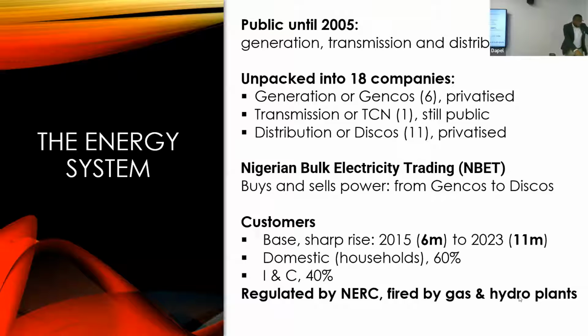Then the customer base: there are roughly 40 million households in Nigeria, and in the UK, roughly 22 million households, but the household sizes are different, right? In the UK, the average household size is 2 point something. In Nigeria, it is 7 point something. So it makes sense. Over 70 million. The customer base has risen. We've put many people on the net to be able to have access to the grid. And domestic households are the major consumers. For industrial and commercial, roughly 40%. And the industry is regulated by the Nigerian Electricity Regulatory Commission.